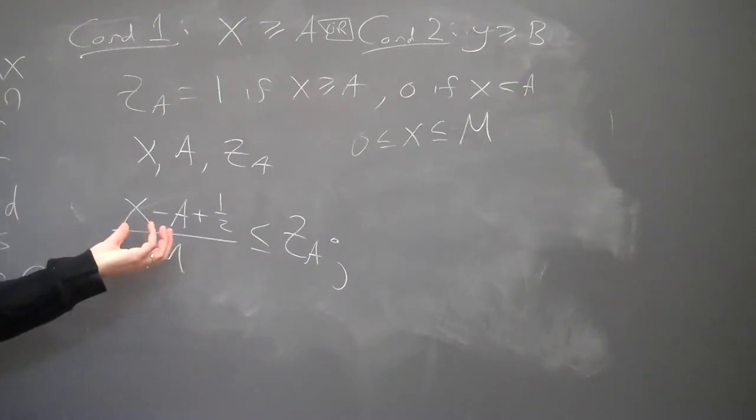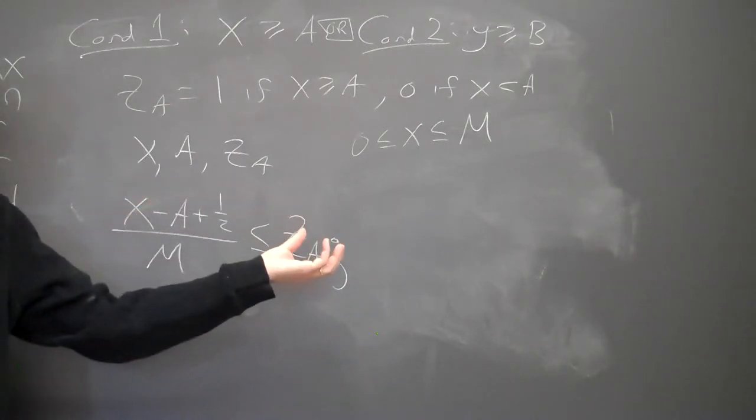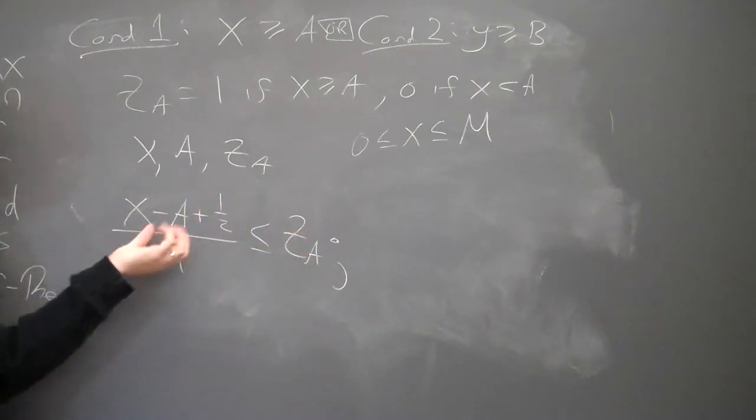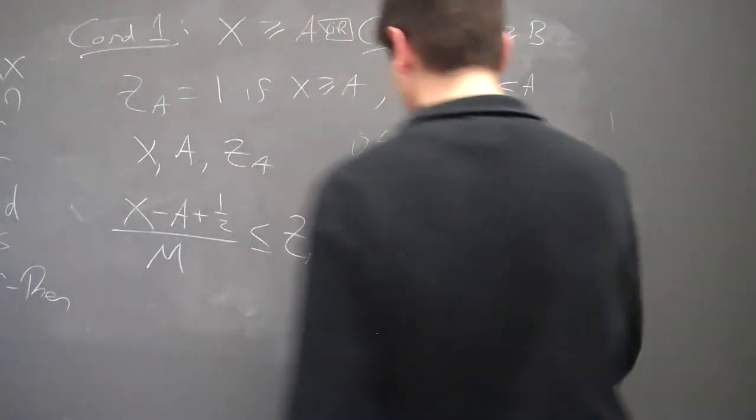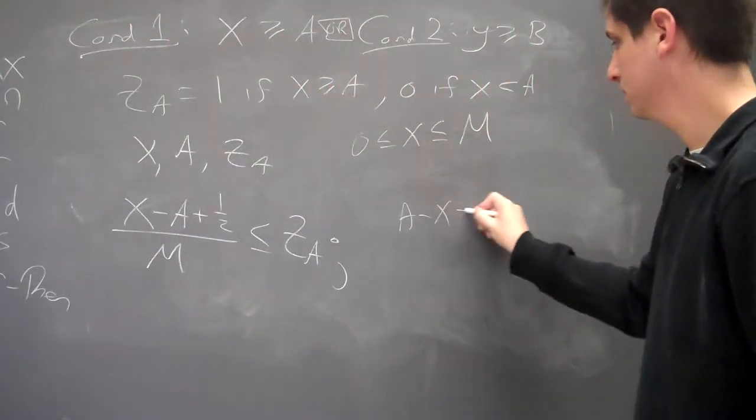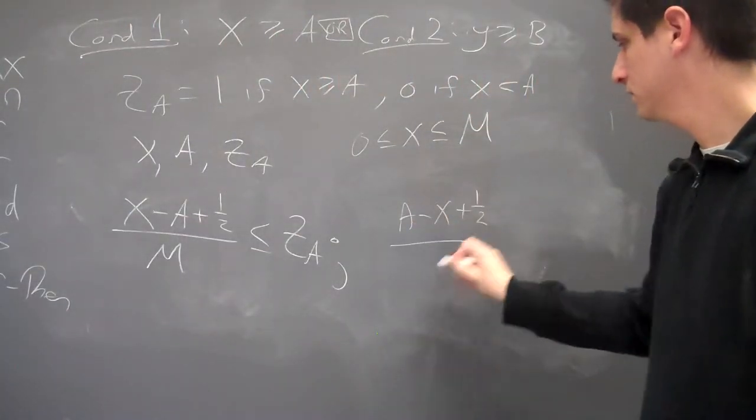So this gets us halfway there. If x is greater than a, it forces z to be 1. If x is less than a, there's no information. So we need something that's going to turn on when x is less than a. Just reverse a and x. So it'll be a minus x plus 1 half divided by m.